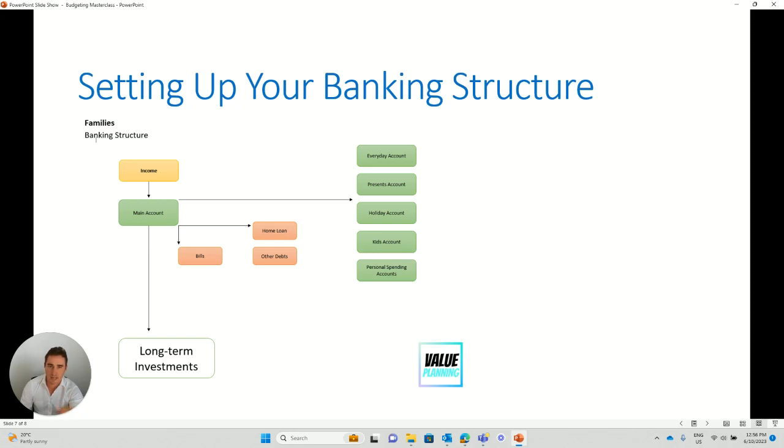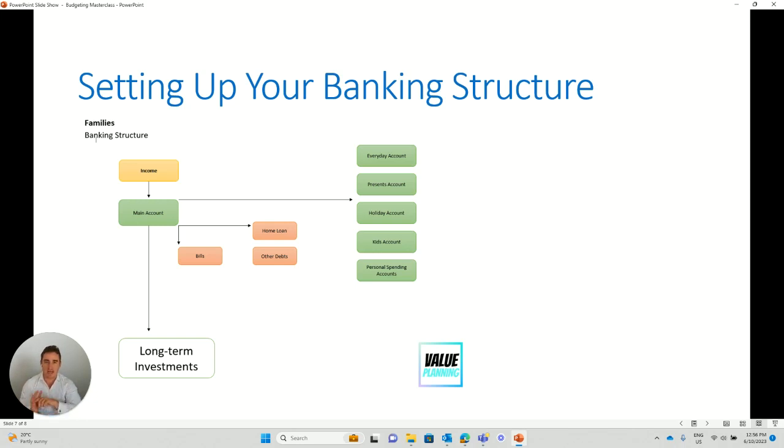If you're running out of money in that account, then you have to transfer money from one of your other accounts, which is usually a holiday account if you've gone over budget. If you're buying a present or booking your accommodation, then you'll transfer money from your presents account or your holiday account into the everyday account when you make your purchase. We're changing the whole way that you spend your money, and we're changing that whole banking structure so that we can automate everything.